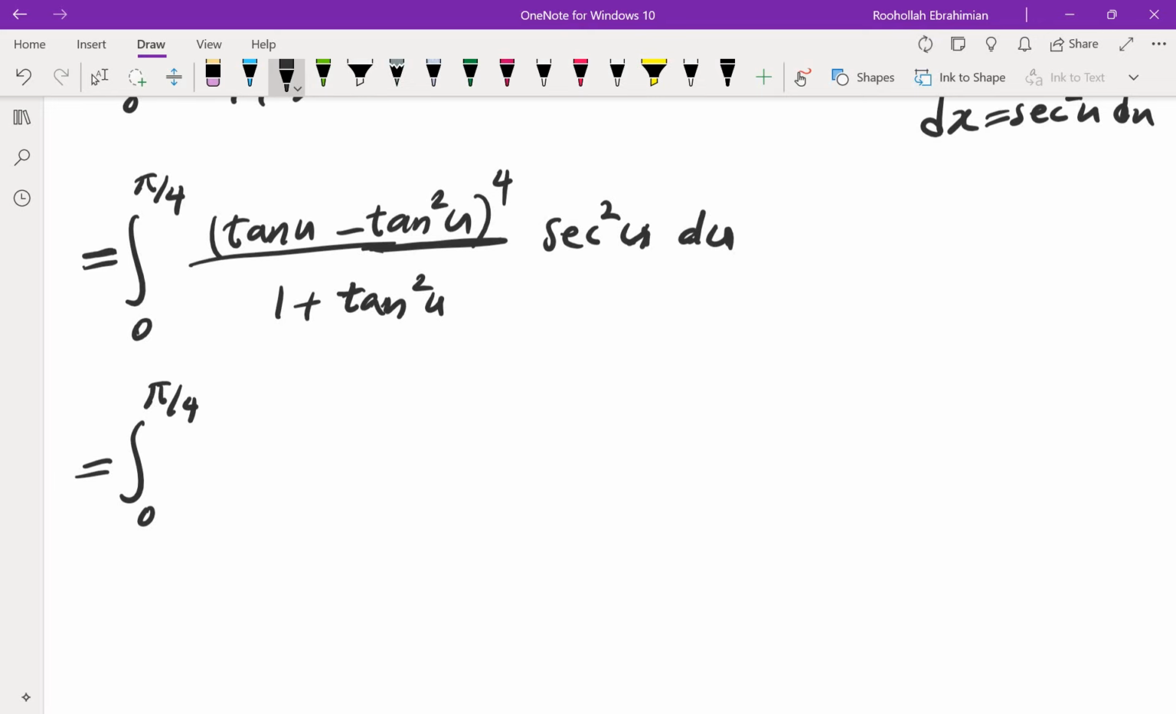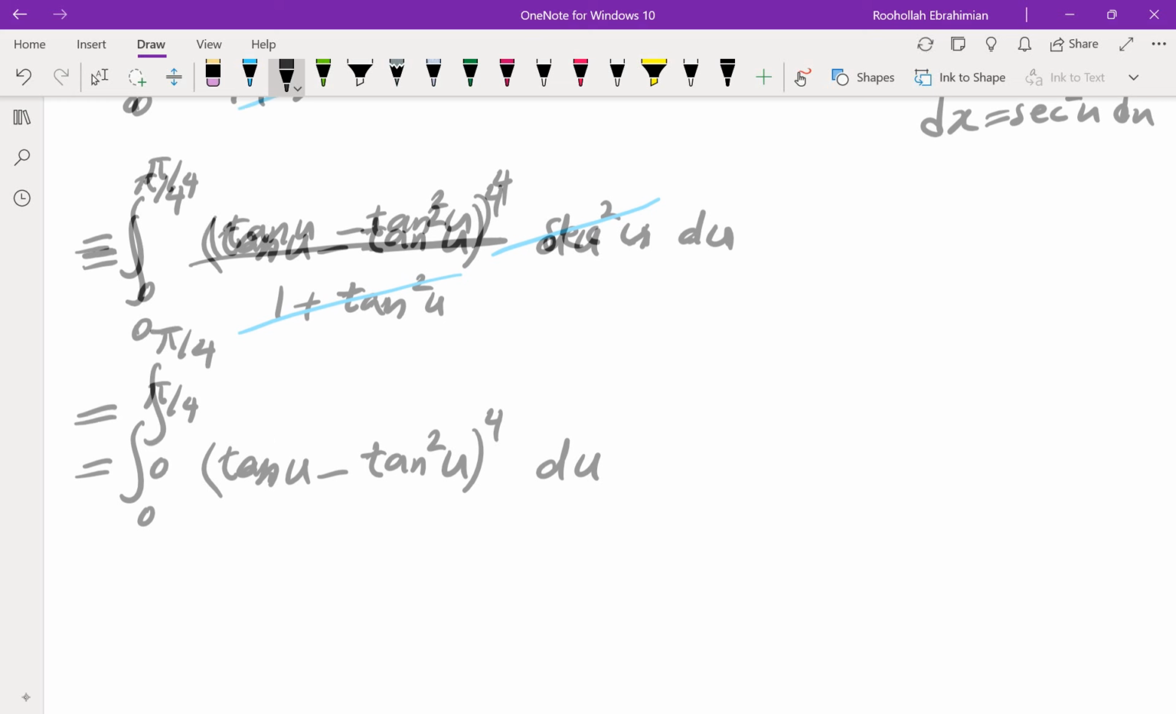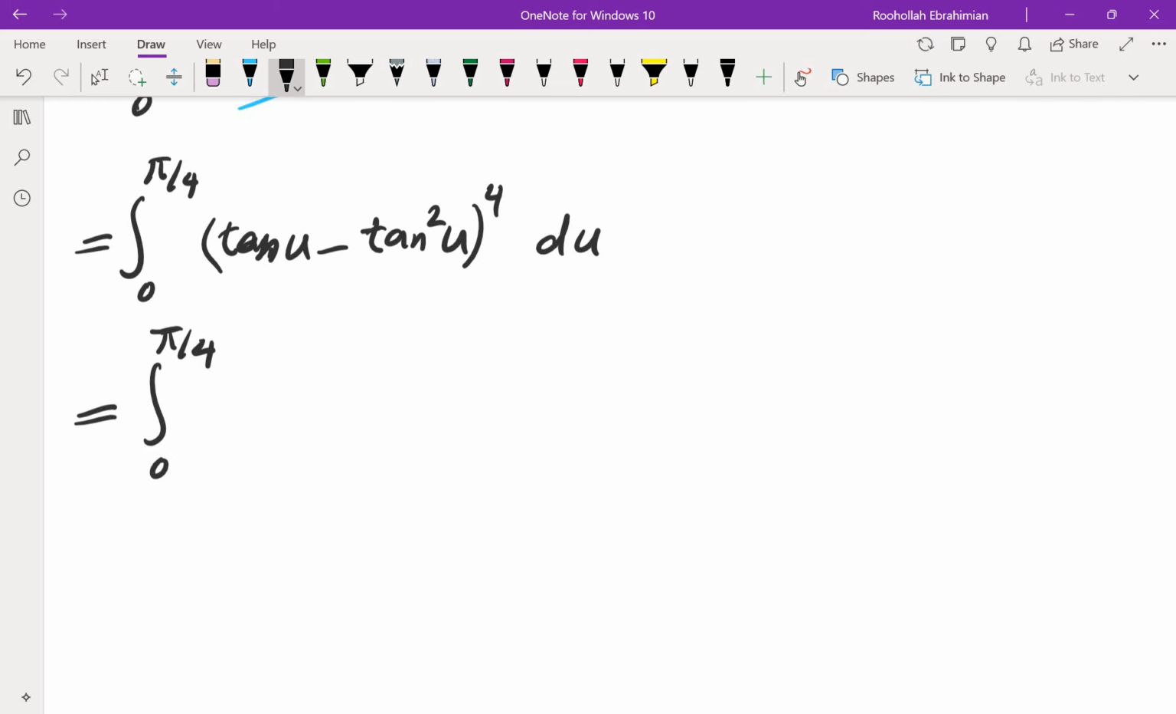Now if I look at this one, secant squared of u and 1 plus tan squared of u are in fact the exact same thing, so we can cancel those two. And we are left with tan of u minus tan squared of u to the power of 4 du. So now I'm going to just expand this to see what we get.